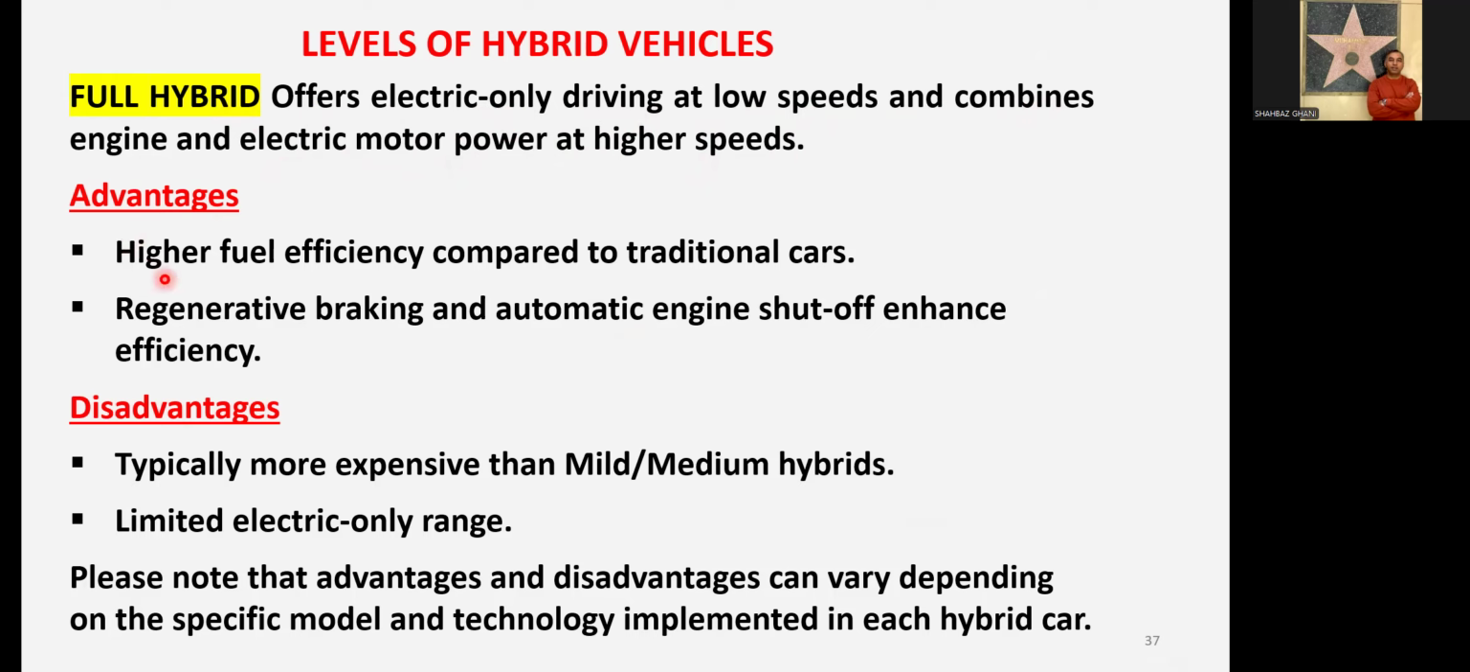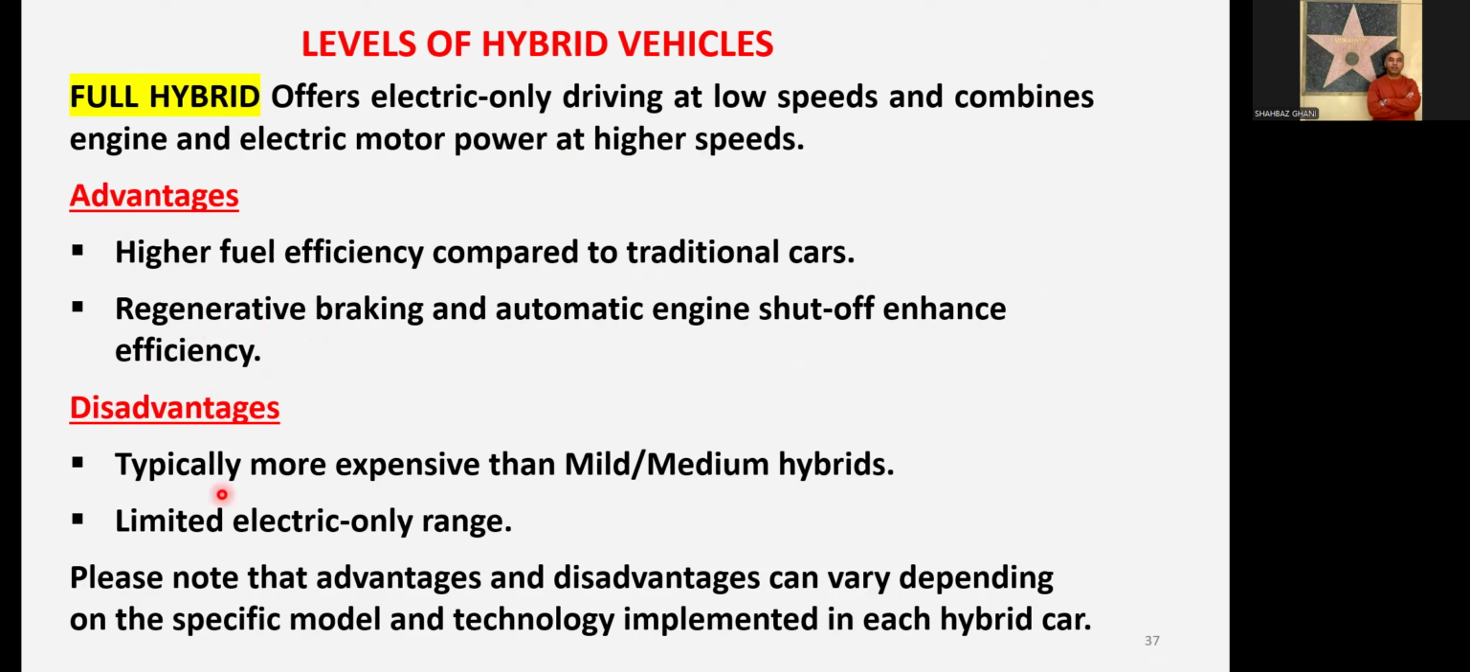Advantages of a full hybrid system: higher fuel efficiency compared to traditional cars or the other levels. Regenerative braking and automatic engine shut off enhance efficiency. With regenerative braking, the braking power comes from the inertia we get from applying the brakes on your wheels.